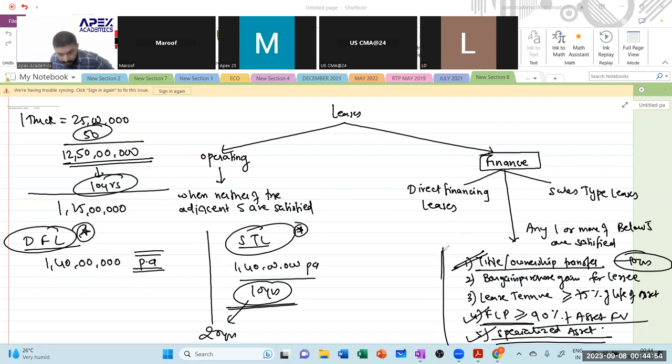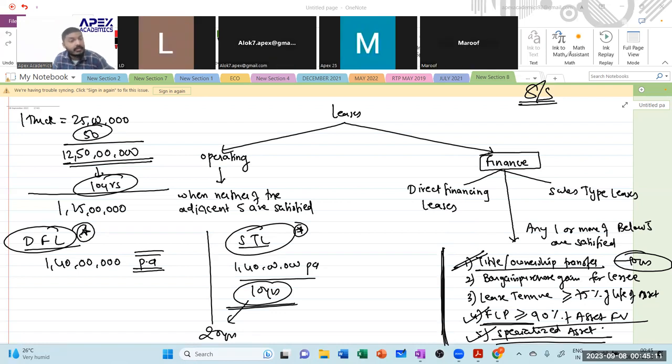What is most important on this slide? This is most important on this slide. Are we clear about this? Yes or no? Yes, sir. Screenshot. Done, sir. Sir, only this is the difference between direct finance lease and sale type lease, only this much. Nothing else.